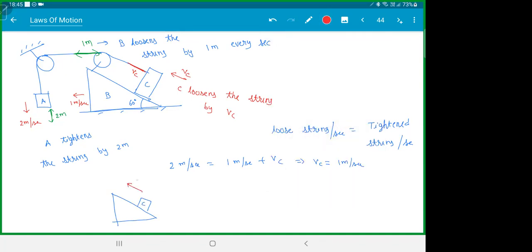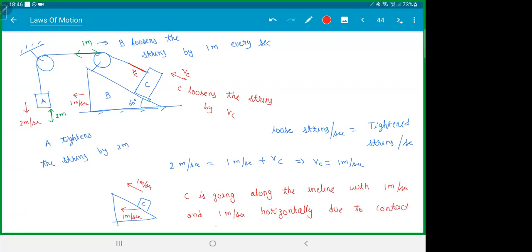So this guy is traveling here with 1 meter per second. But because you're on the wedge, you'll also travel 1 meter per second forward. So C is going along the incline with 1 meter per second because of that string motion, and 1 meter per second horizontally because it is in contact with the wedge. Is this making sense, everyone?